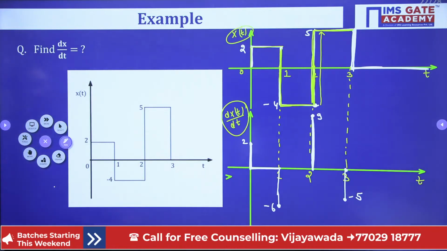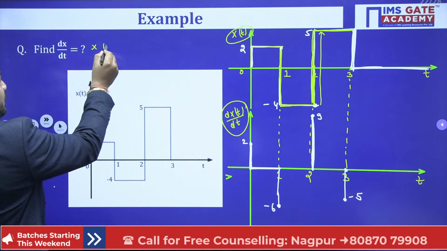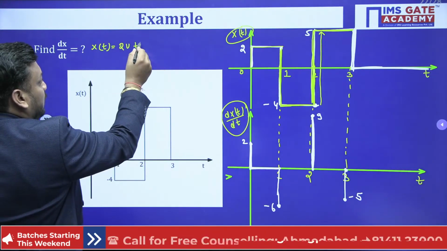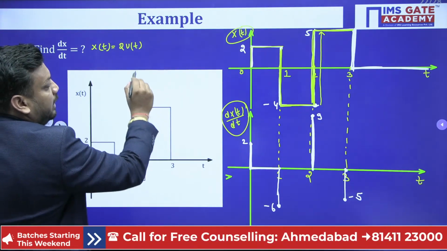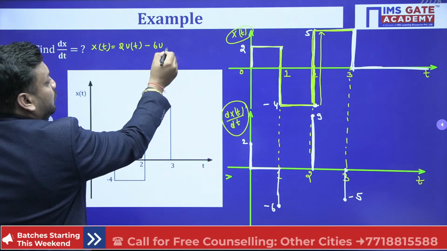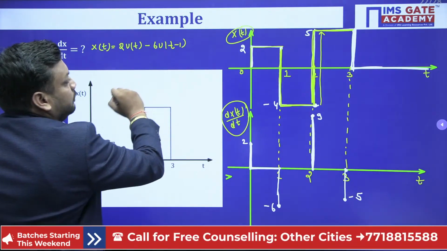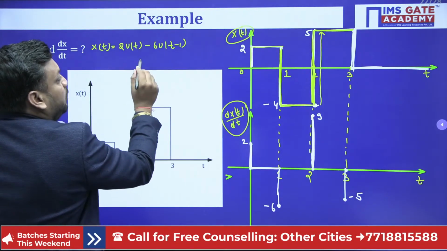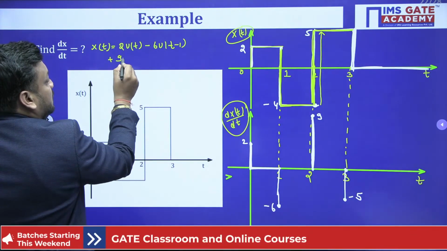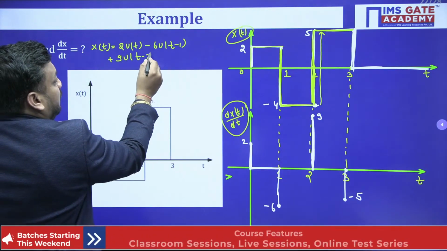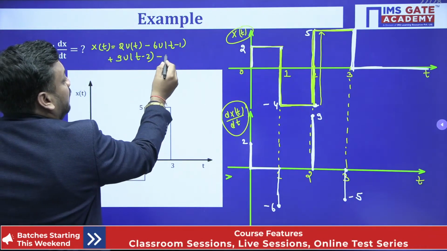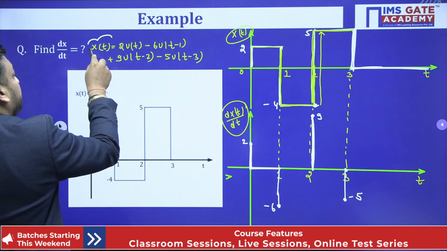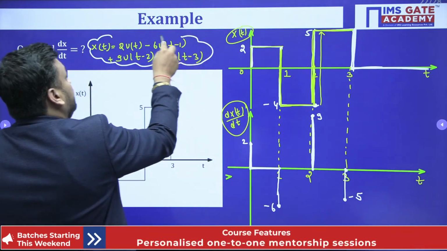You can also write the mathematical equation of x(t) here. Now it is very easy for you. The equation will be 2 u(t) minus 6 u(t minus 1). And after that, student, minus 4 to plus 5, that is plus 9, so you should write plus 9 u(t minus 2). And after that, minus 5 u(t minus 3). Each and every student, just do reply.